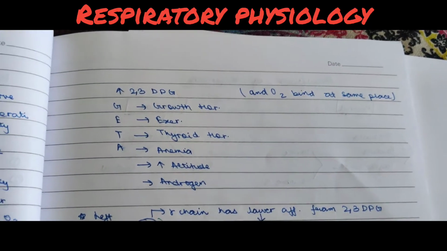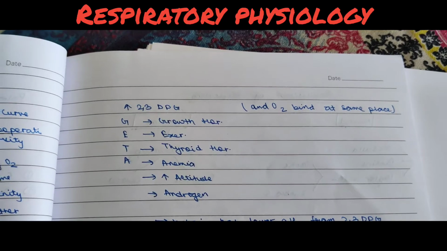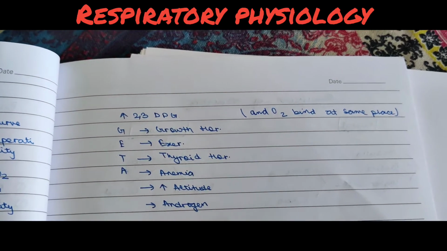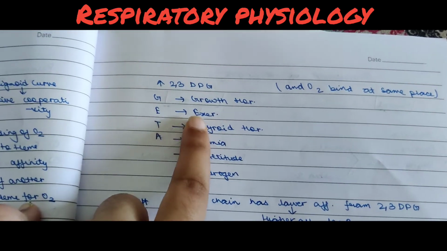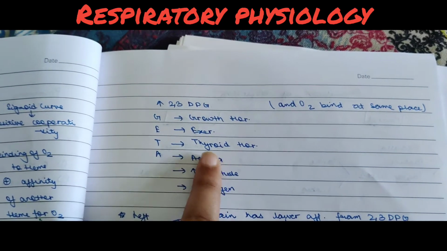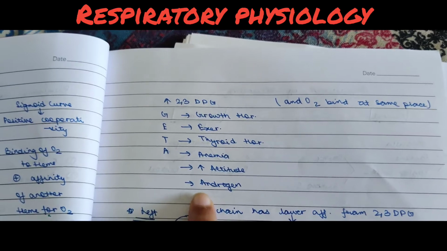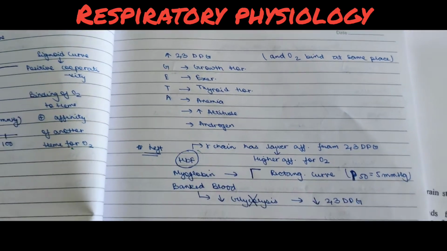So now there is a mnemonic GETA, which increases 2,3-BPG. So what does G stand for? Growth hormone, E stands for exercise, T for thyroid hormone, A for anemia, altitude, and androgens.